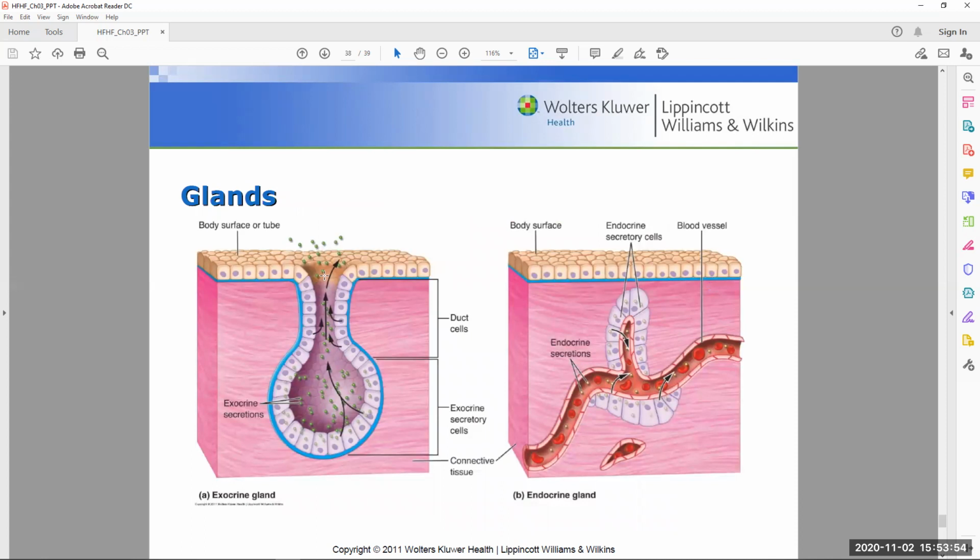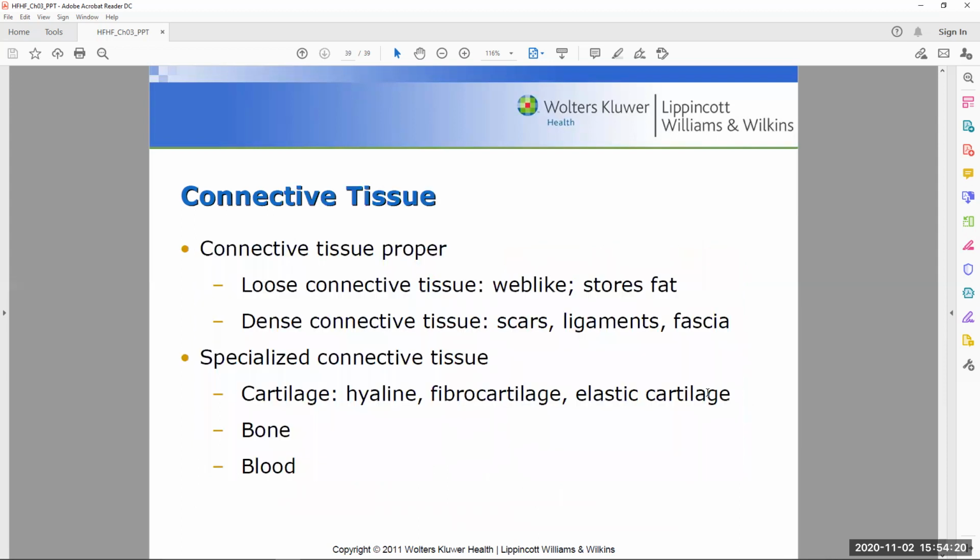All right, then we have glands. Very importantly, we have exocrine and endocrine glands. Exocrine glands secrete their substances to outside of themselves, to the external environment, whereas endocrine glands are intimately associated with blood vessels, and they secrete their substances into the blood vessel, which then carries it throughout the body itself.